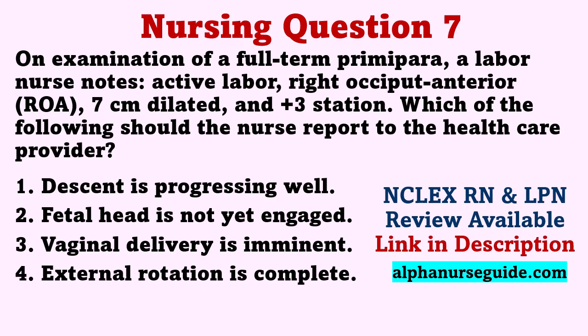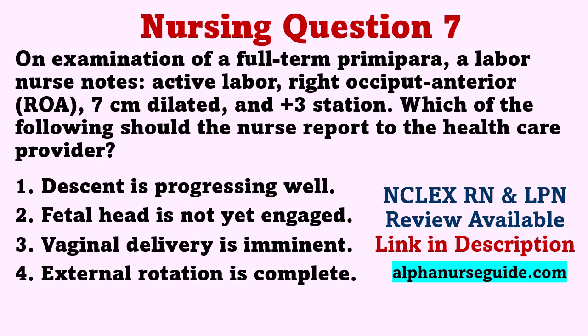On examination of a full-term primipara, a labor nurse notes, active labor, right occiput anterior, 7 centimeters dilated, and plus 3 station. Which of the following should the nurse report to the healthcare provider? 1. Descent is progressing well. 2. Fetal head is not yet engaged. 3. Vaginal delivery is imminent. 4. External rotation is complete.